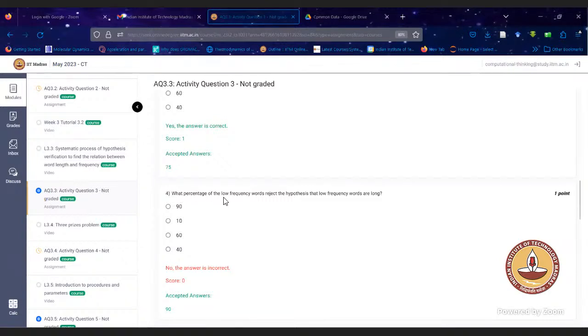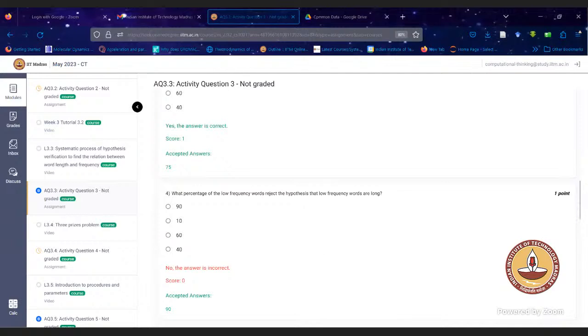Yeah. For the explanation purpose, he actually draws the map for you to see the hypothesis, in which he breaks it down into 4 different quadrants. And based on that, you need to figure out what percentage of low frequency words reject the hypothesis that low frequency words are long. So low frequency words are long is the hypothesis, and you want to negate it. That means that low frequency words are not long. For what percentage that is true is what you need to look into in the video.